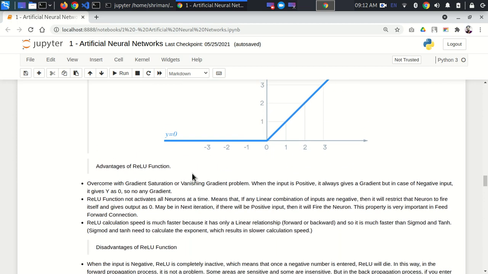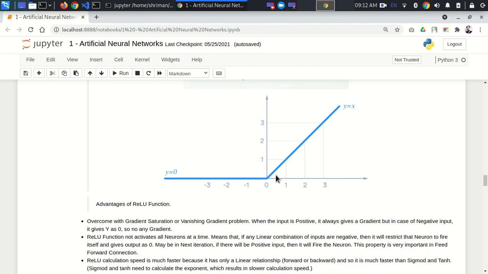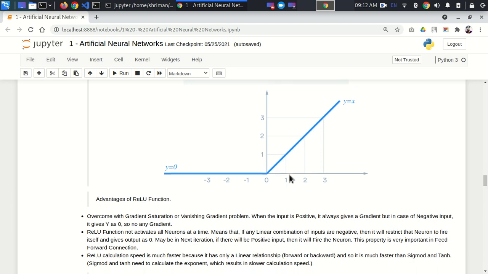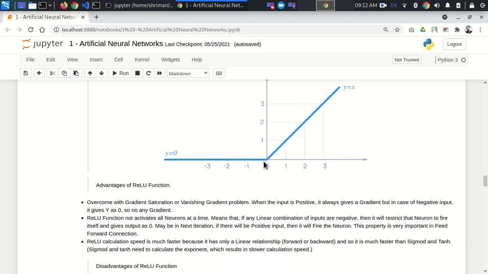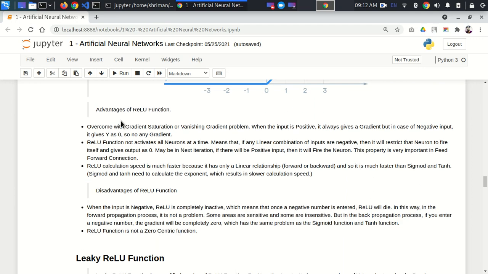And this property of giving a derivative equal to 0 is known as the dying problem of ReLU, which is very popular and a major problem in terms of ReLU, because ReLU will give you a very good result for positive data or data equal to 0. But whenever we talk about negative data, it is always going to give you 0. And so people say that here our ReLU is dying, it is not going to give you any kind of result. So now, the advantages of the ReLU function.